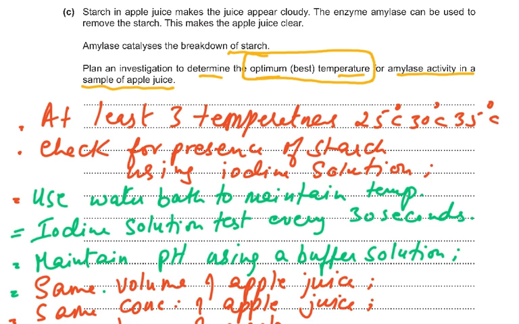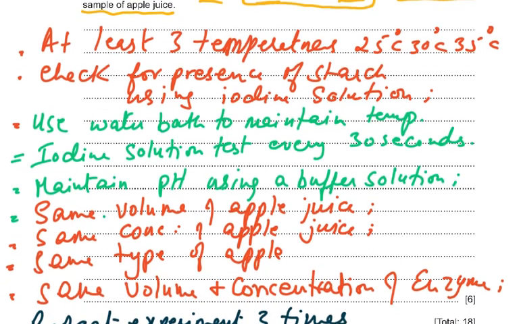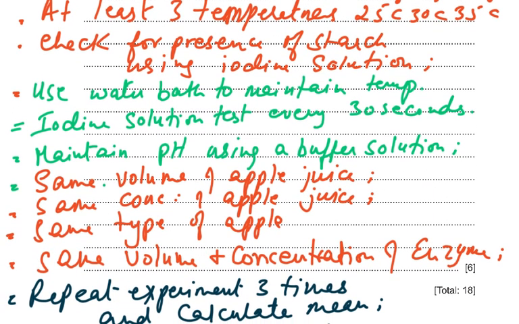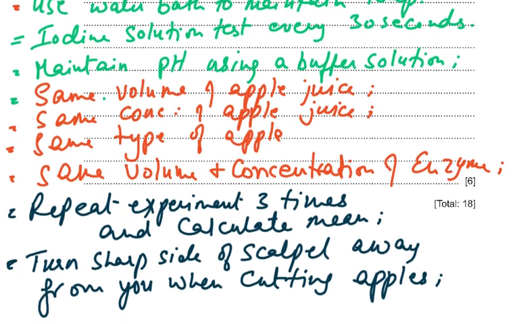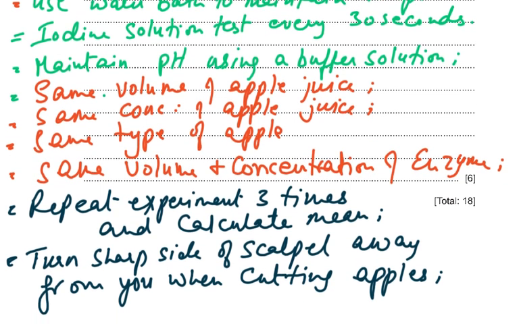Then use a water bath to maintain the temperature. Then iodine solution test every 30 seconds. Then maintain pH using a buffer solution. Same volume of apple juice should be used. Same concentration of apple juice should be used. Same type of apple should be used. Same volume and concentration of enzyme. Repeat experiment 3 times and calculate the mean. Turn the sharp side of the scalpel away from you when cutting the apple. But that's a safety procedure.